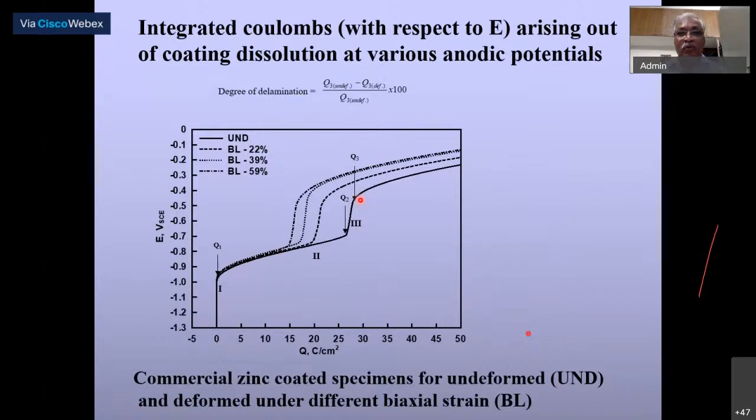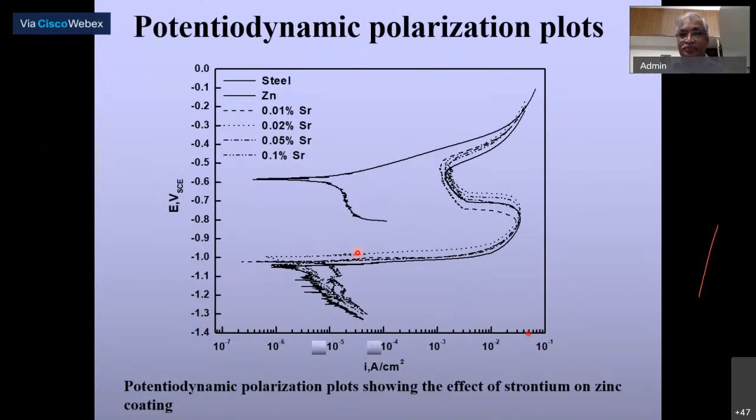Now the question is, why does the passivation come? This is very interesting. That's what your question is, right? Why does it look like this? Let's look at this polarization curve. This corresponds to what? It corresponds to steel, right? Yes, sir.